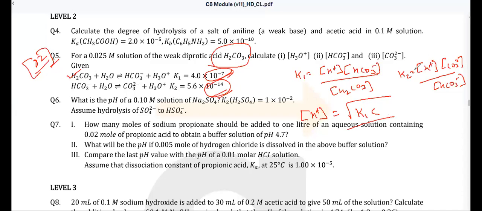And if we put it over here, we know that concentration of H plus is equal to concentration of HCO3 minus from the first equation. So this and this are equal, right? This and this are equal, so it will get cancelled. So K2 is nothing but concentration of CO3 2 minus.